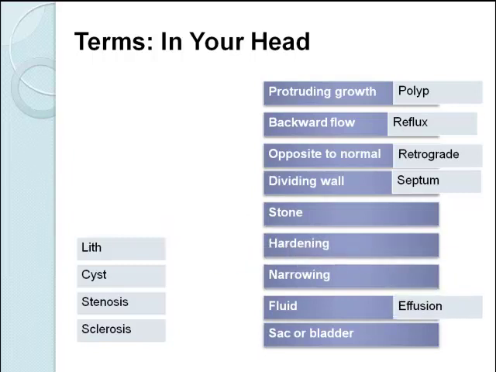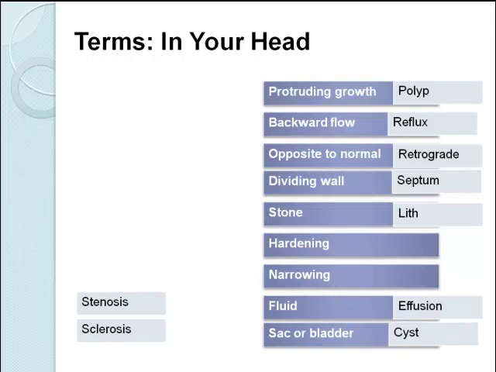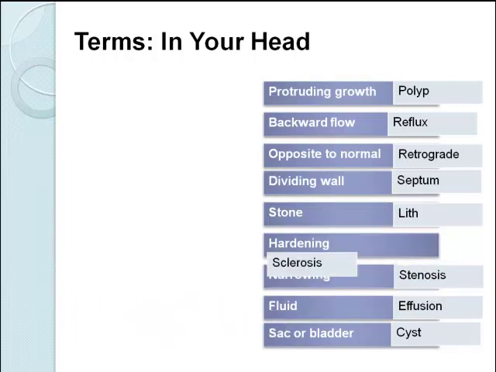Effusion is the term for fluid. Lith is a stone. Cyst is a sac or bladder, and we've had the term cholecyst relating to the gallbladder, which is a bladder holding bile. Stenosis, narrowing, and sclerosis, hardening.